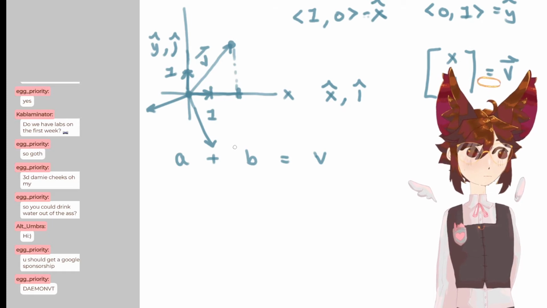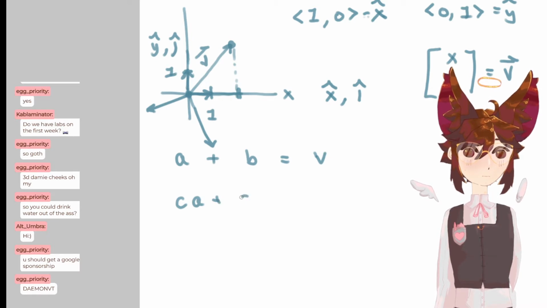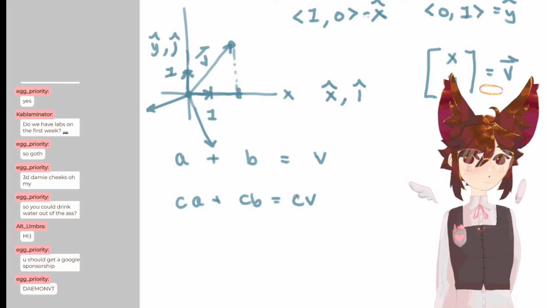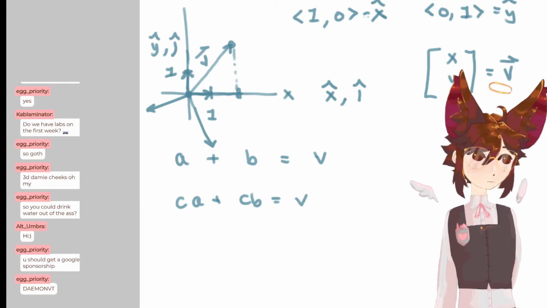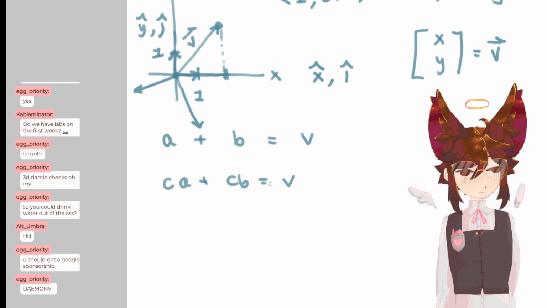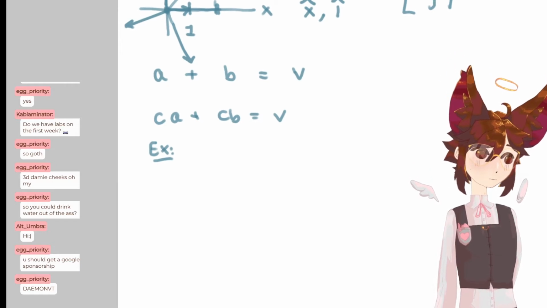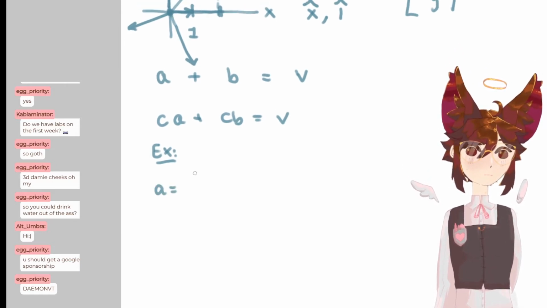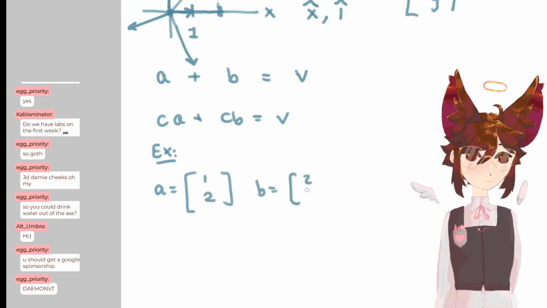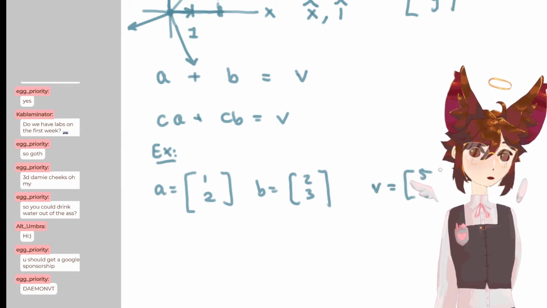So the way that we're going to do that is by putting a constant in front of each. We're going to say a constant times A plus a constant times B equals a constant times V, or just V. It doesn't really matter. Solving this is a little bit trickier, but let's do an example. I'm just going to make one up. I don't know how it's going to turn out. So let's say A equals 1, 2, and B equals 2, 3, and then we'll say V equals 5, 6.